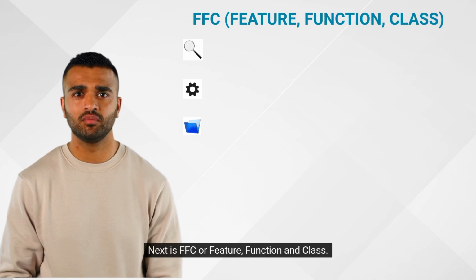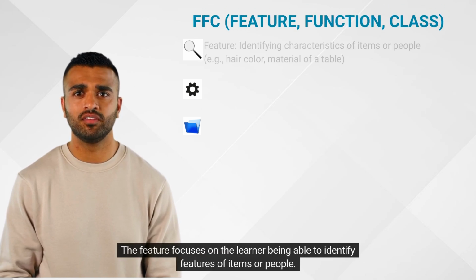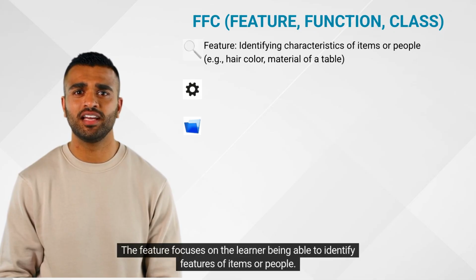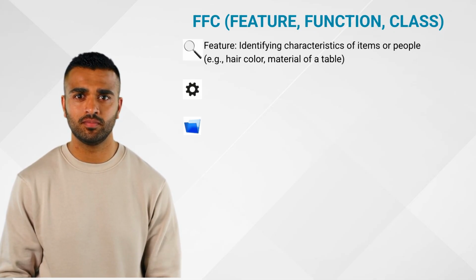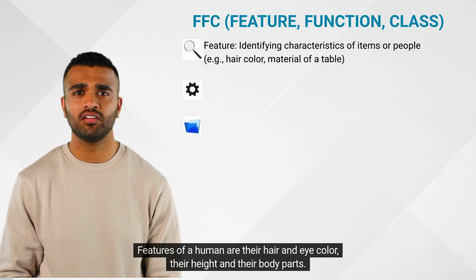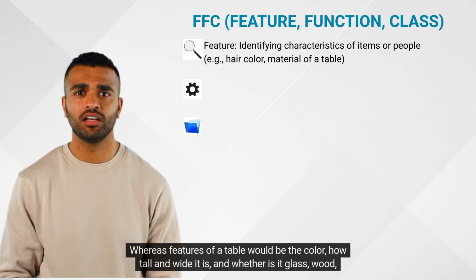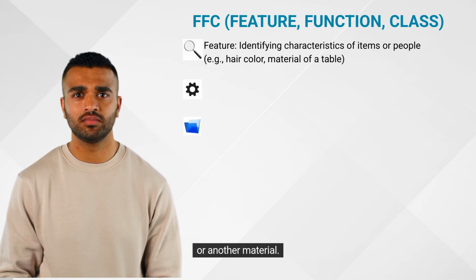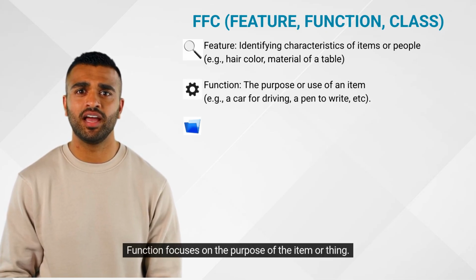Next is FFC, or feature, function, and class. The feature focuses on the learner being able to identify features of items or people. Features of a human are their hair and eye color, their height, and their body parts. Whereas features of a table would be the color, how tall and wide it is, and whether it is glass, wood, or another material. Function focuses on the purpose of the item or thing.